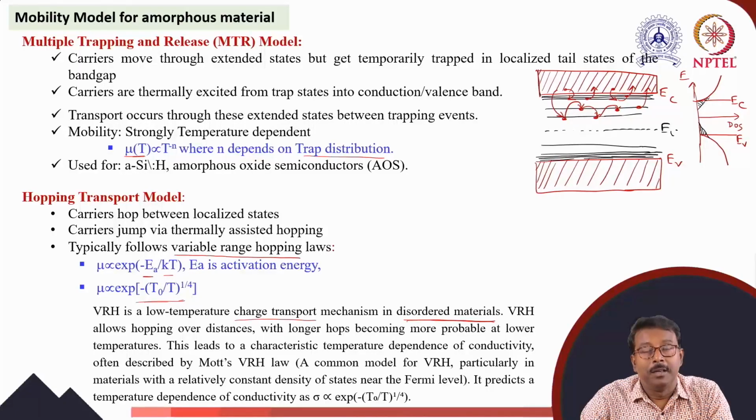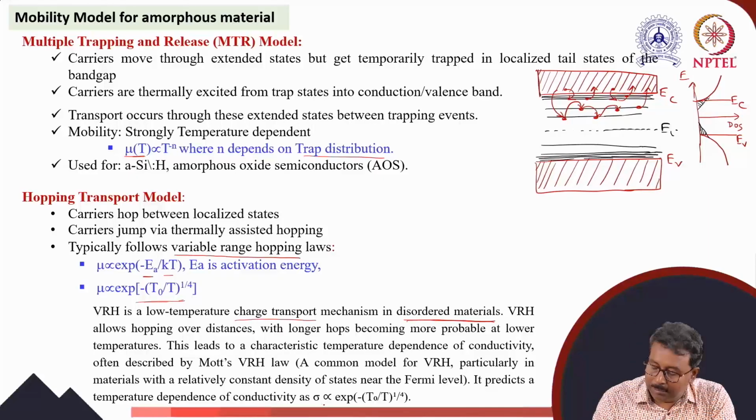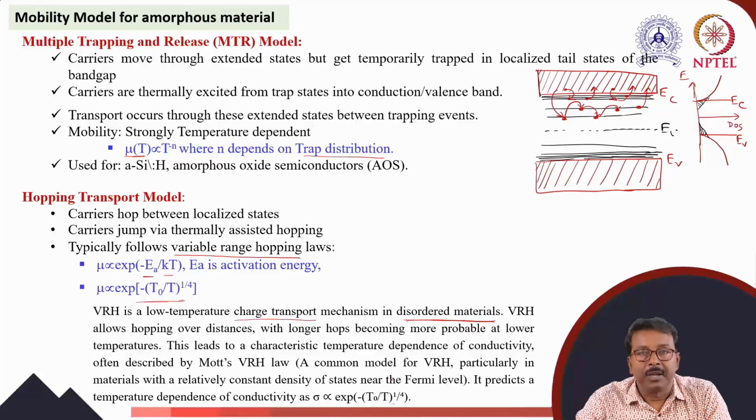This is very important. This model is generally applied to materials where a constant density of states near the Fermi level is present. And it predicts the temperature dependence of conductivity: sigma, the conductivity, is proportional to exponential minus T0 by T, because sigma ultimately will be related to the mu.